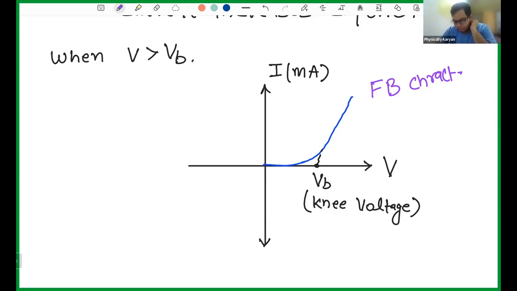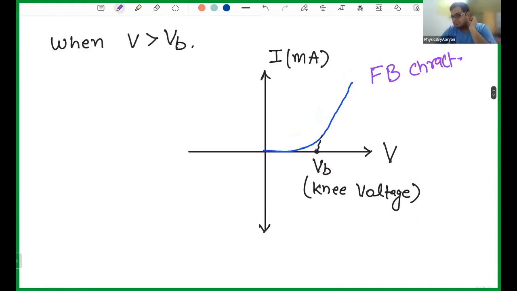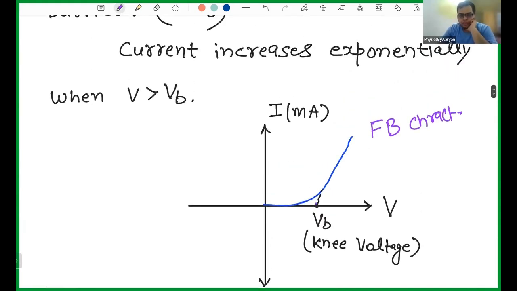Okay. The point where you start getting this kind of line, where your current actually starts increasing exponentially, that point is known as the knee voltage of your circuit. And usually this depends upon your material. Is it silicon, germanium, what is it? Okay. So any doubt in forward biasing? I hope there will be some. You can ask me any questions in forward biasing.